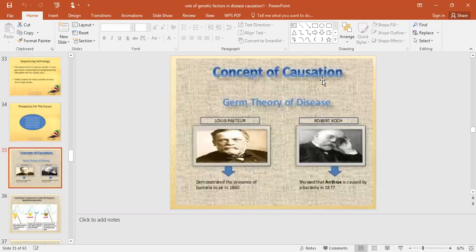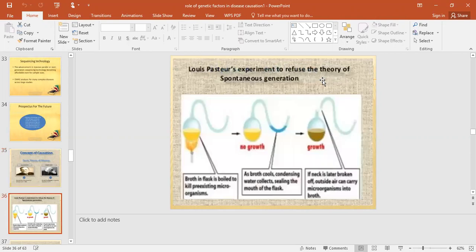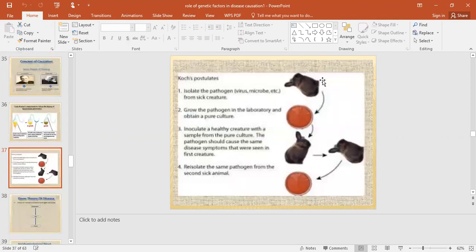Concept of causation: germ theory of disease. Louis Pasteur demonstrated the presence of bacteria in air in 1860, whereas Robert Koch showed that anthrax is caused by a bacterium in 1877. Louis Pasteur's experiment refuted the theory of spontaneous generation. Broth in a flask is boiled to kill pre-existing microorganisms. As the flask cools, condensing water collects, sealing the mouth of the flask. If the neck is later broken off, outside air can carry microorganisms into the broth.